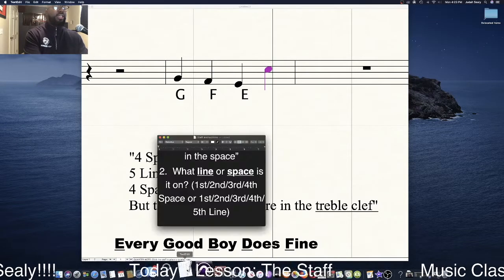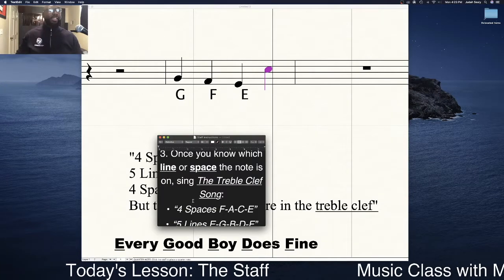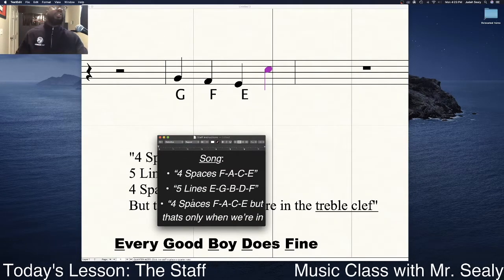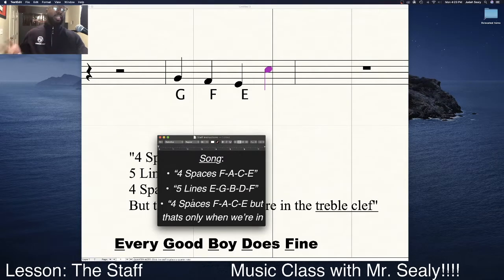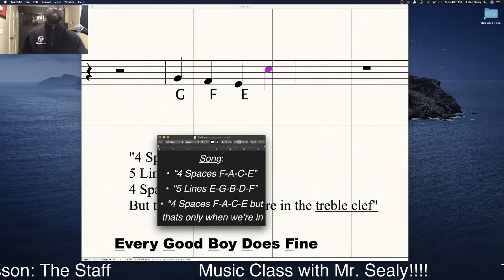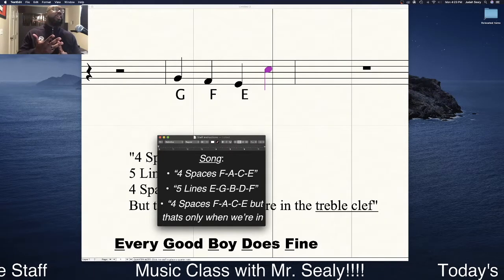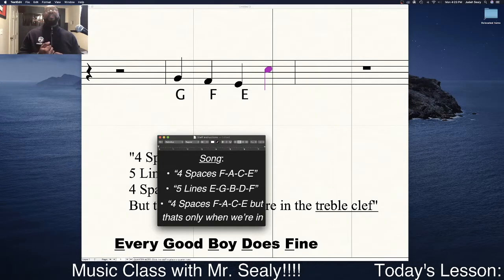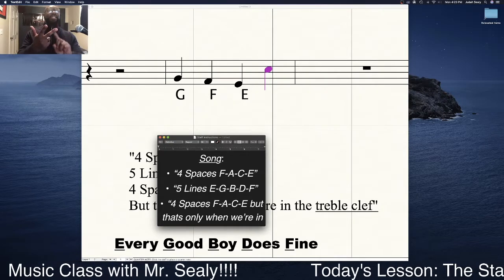So our next step, once you know which line or space the note is on, we sing the treble clef song. And you can sing the entire song, or you can sing just the part that you're looking for, which in this case is a note on the space. So we'll just sing 4 spaces, F, A, C, E. Now, since we're looking for a note on the third space, what's our third letter that we sing? 4 spaces, F, A, C.